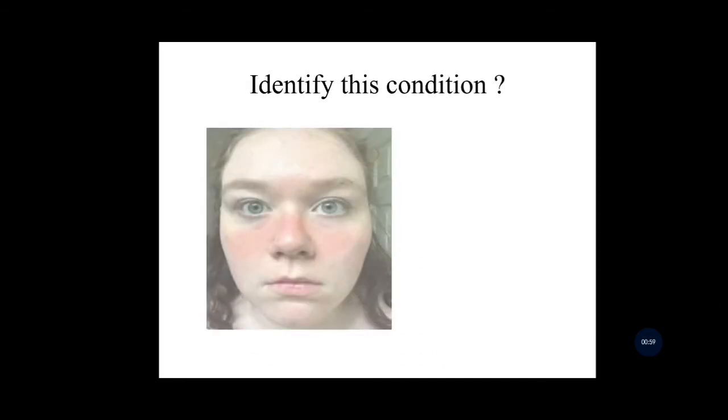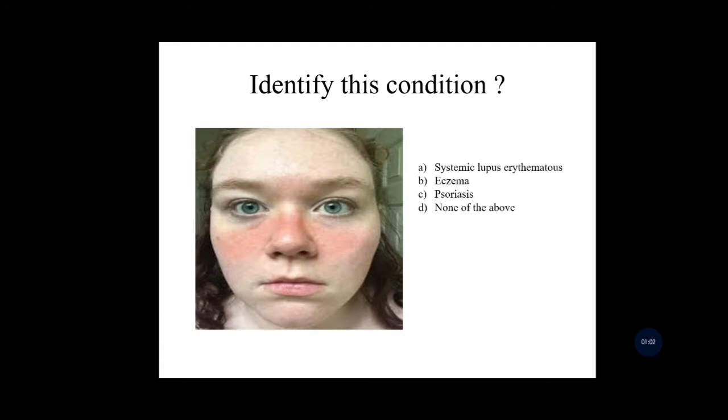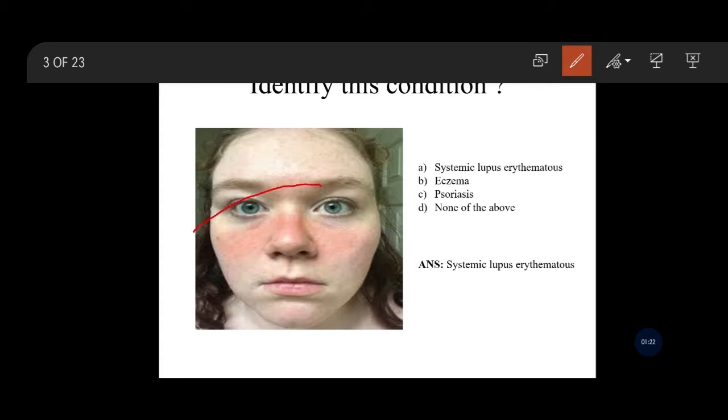Identify this condition. Options: systemic lupus erythematosus, eczema, psoriasis, and none of the above. The answer is systemic lupus erythematosus. In this picture you can identify it by the rashes, which are butterfly shaped. This butterfly rash is seen only in systemic lupus erythematosus.